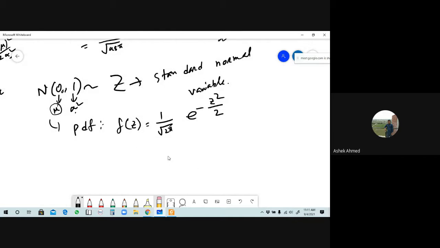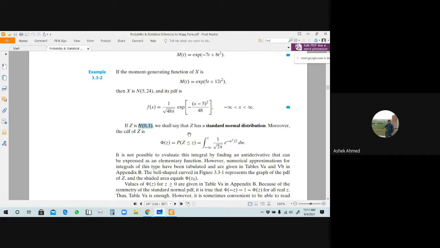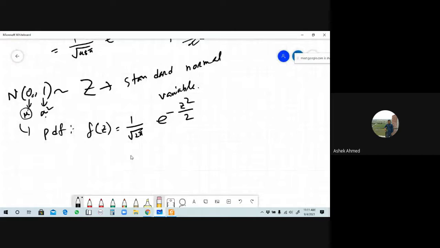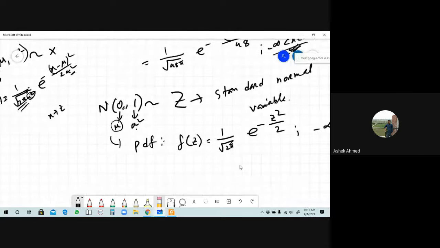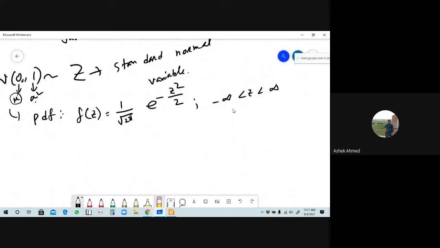Okay, given that this Z has a standard normal distribution. But in that case you have to remember that the values of z range from minus infinity to plus infinity. X যেভাবে ডিফাইন করা আছে, similarly this standard normal variable is defined on the value from minus infinity to plus infinity.